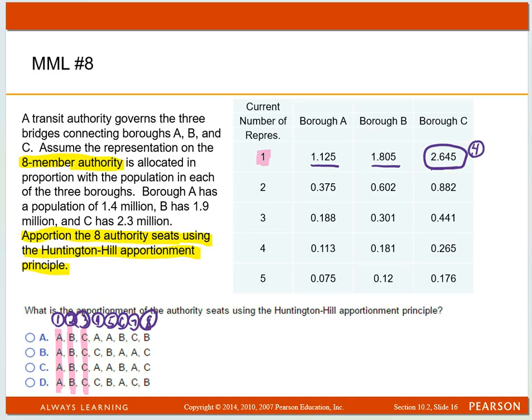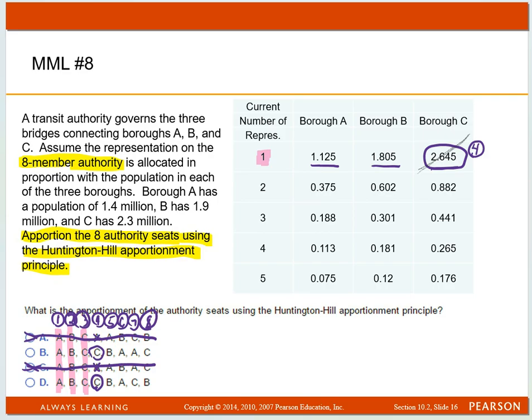And when I look down here, that's borough C, right? This one has a C, and this one has a C. This one has an A, and this one has an A. So I know choice A and choice C are out. So just forget about those. Those are out.